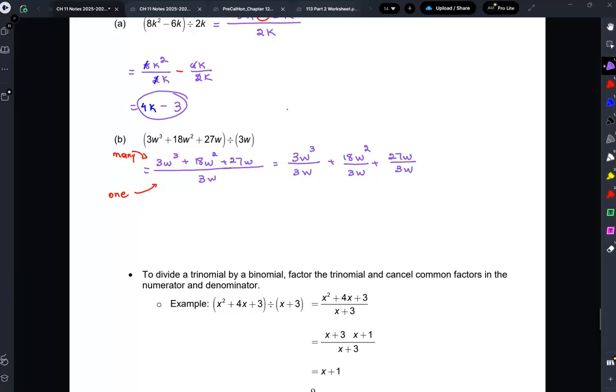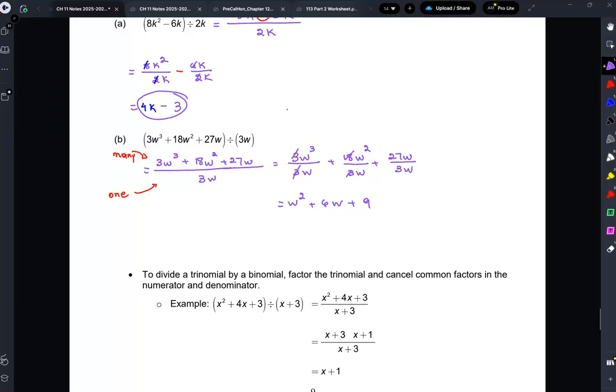Okay, so now we simplify. The first, the second, the third. So here, the 3 and the 3, we get w squared. Plus 18 over 3 is 6w. Plus just 9. Okay? All right, any questions?